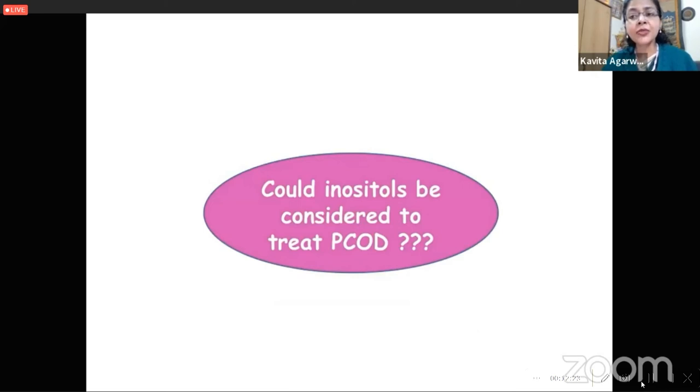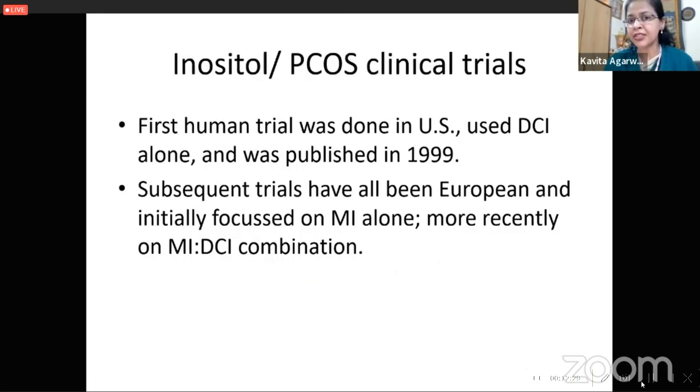So now, coming to the main part of this talk, that is, could inositols be considered to treat PCOS? If we date back to around 1999, the first human trial was done in the US, which used DCI alone. After that, they used higher and higher doses of DCI, but they did not find any improved results. So they stopped using this drug and stopped doing research on it. Finally, the ball was picked up by Europeans and they started doing research on it, but they used MI alone. And then when they found good results, they went on to use the MI to DCI combination.